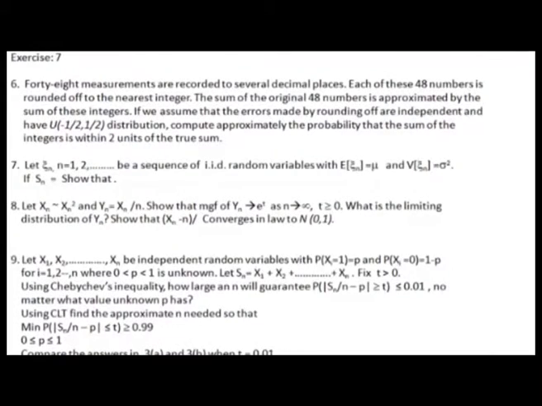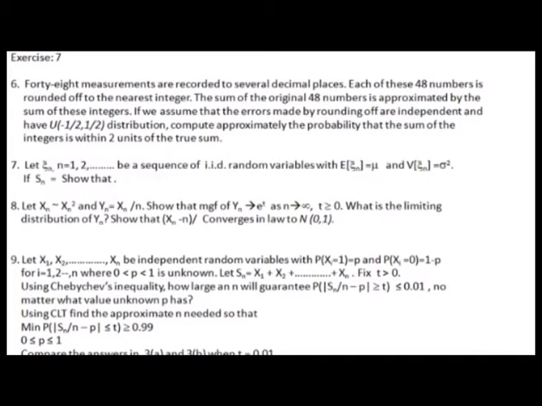Now, let us go to this problem: measurements are recorded to several decimal places. Each of these 48 numbers is rounded off to the nearest integer, and we take the sum of these integers. When you say rounding off, if the decimal is below 0.5, you drop the decimal part, and if it is 0.6, 0.7, then you take it to the next integer. This is how we round off the numbers.